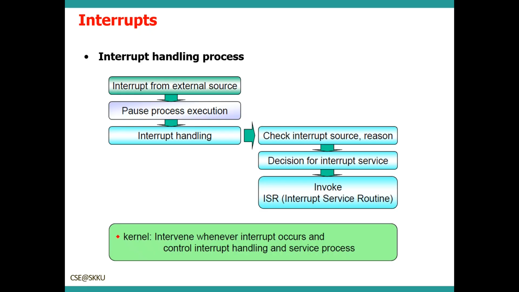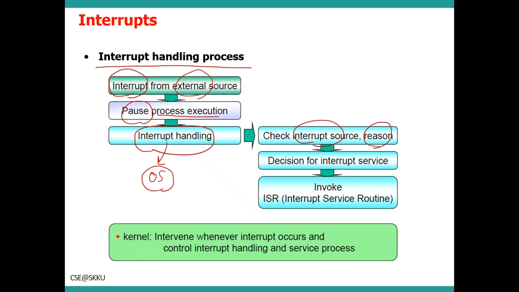So this slide explains the details of the interrupt handling process. Generally, an interrupt is generated from an external source. When an interrupt is generated, the process pauses the current process execution and jumps to the interrupt handler. Generally, the interrupt handler is located in the operating system kernel. Then in the interrupt handler, it checks the interrupt source and reason.